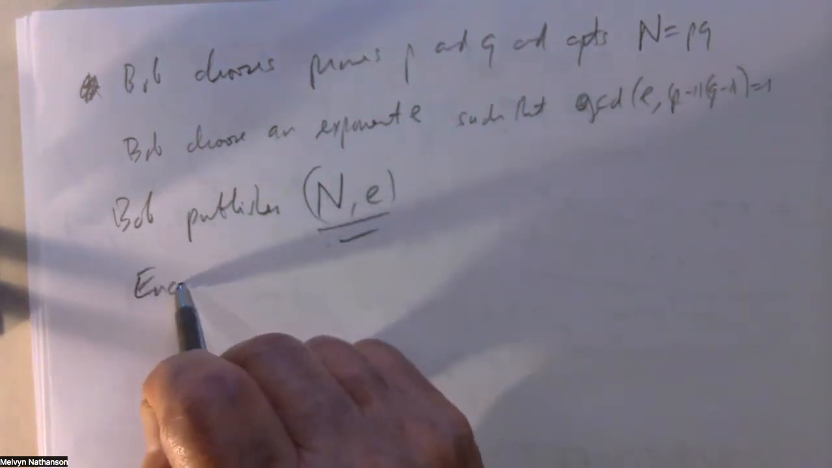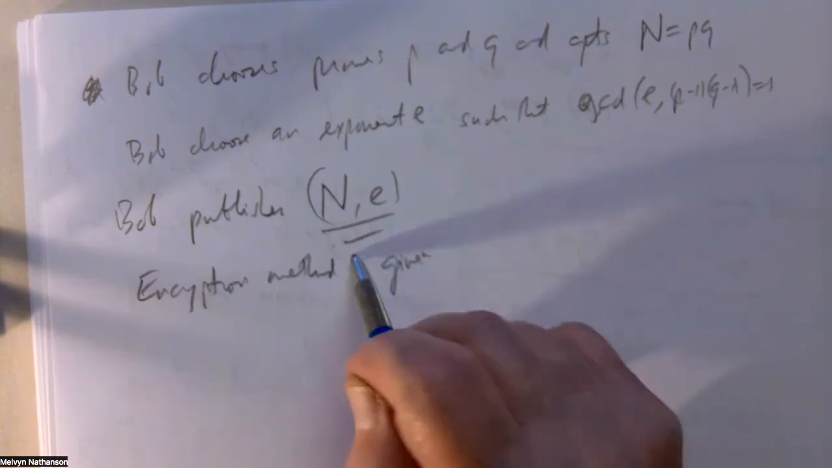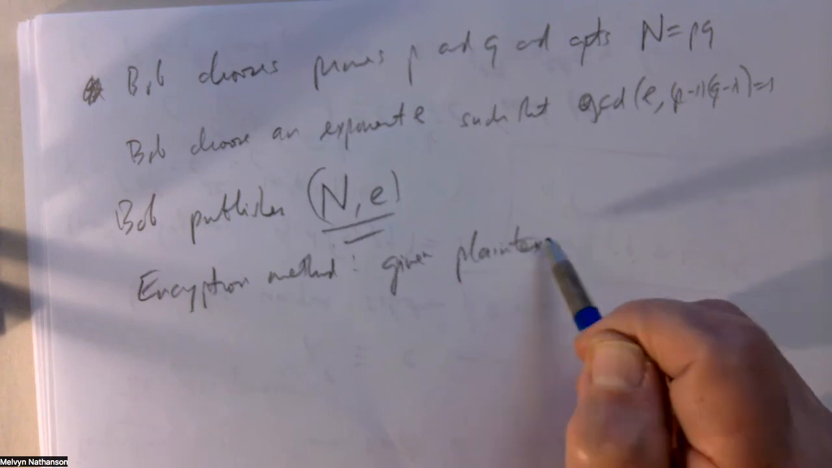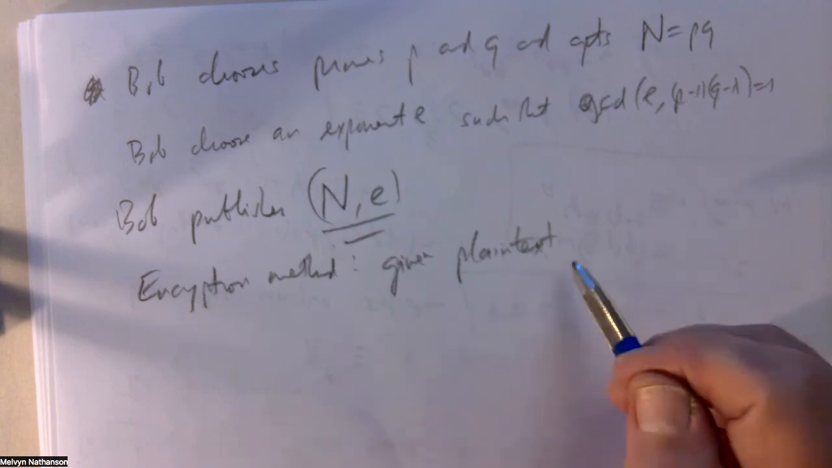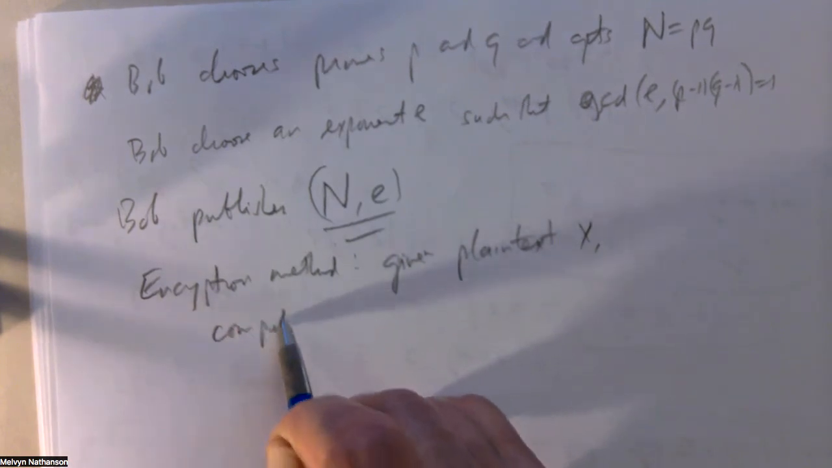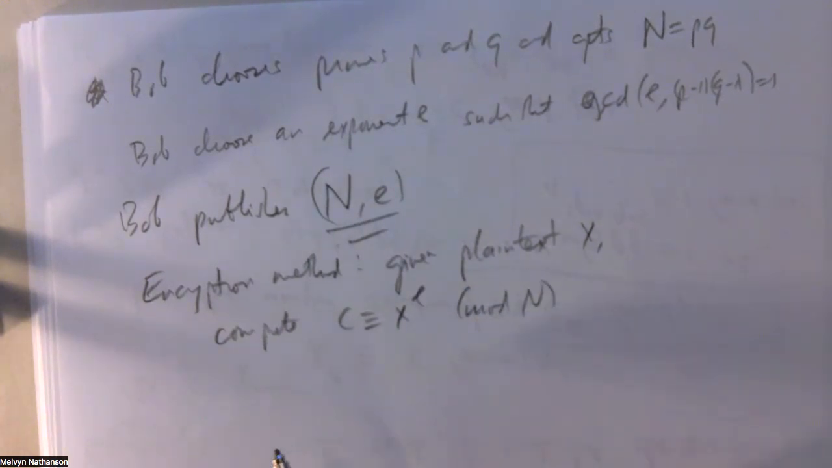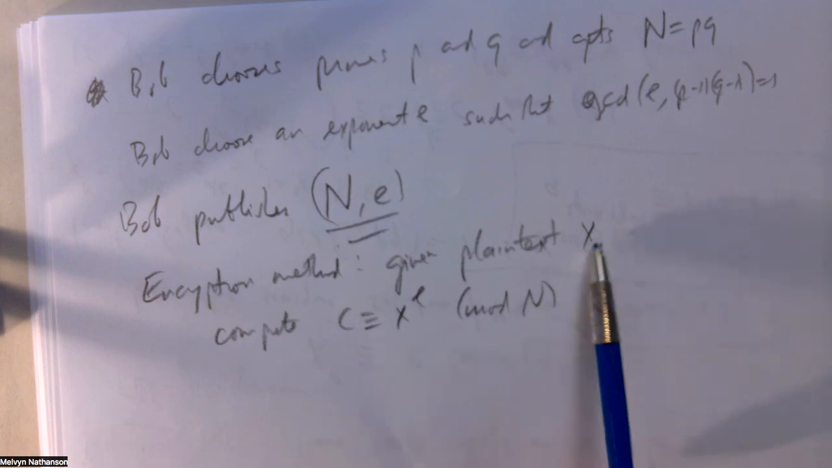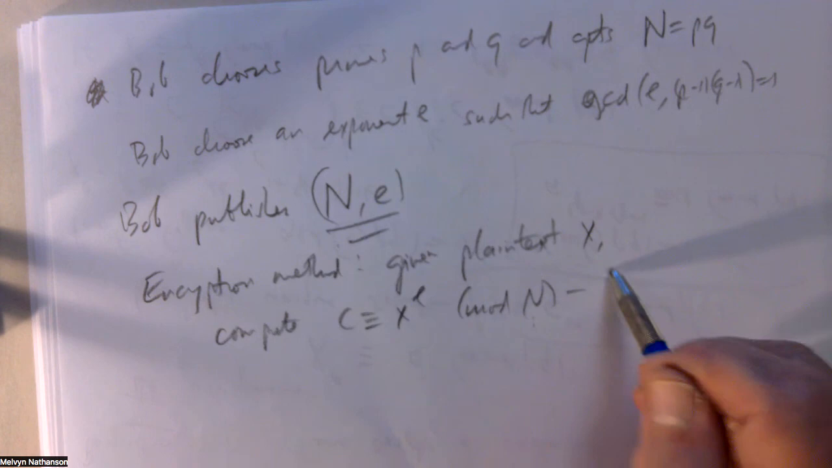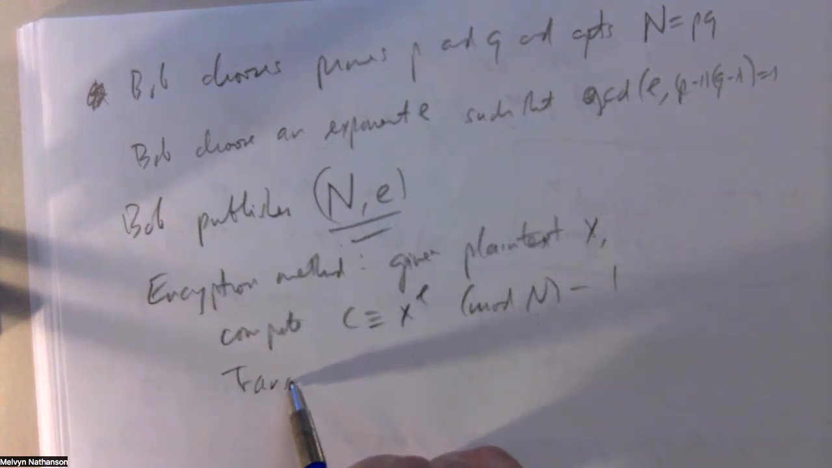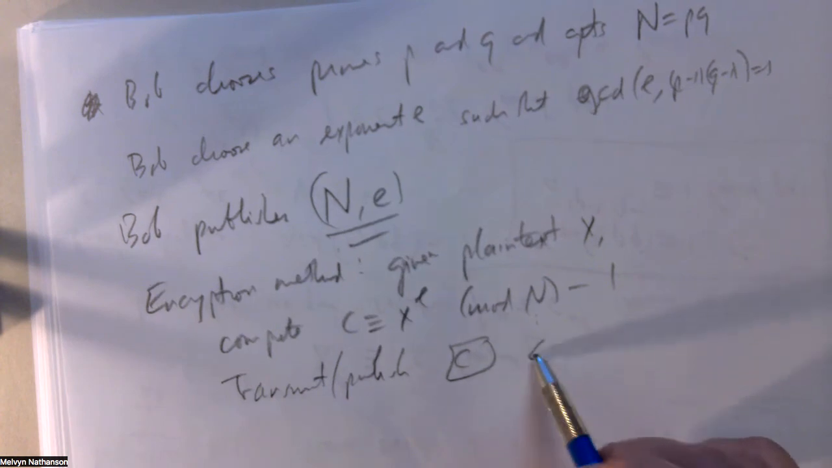And the encryption method is: given a plain text, the message you want to send, X, compute the number C, which is X to the E mod N. So I take my message that I want to send you, X, I raise it to the eth power, reduce mod n, and I transmit or publish to the world C. This is my ciphertext.